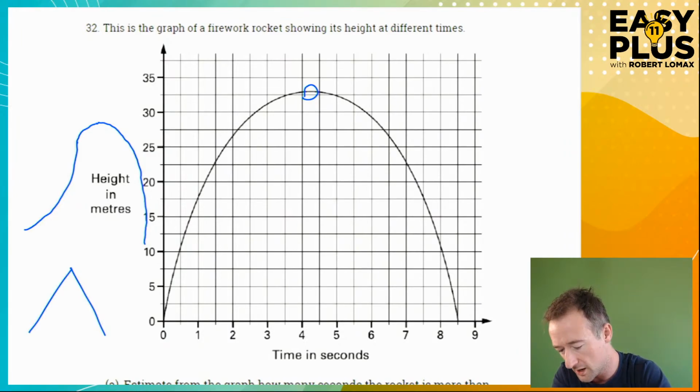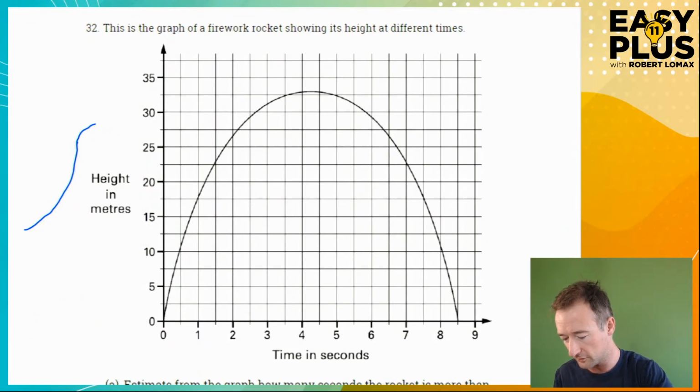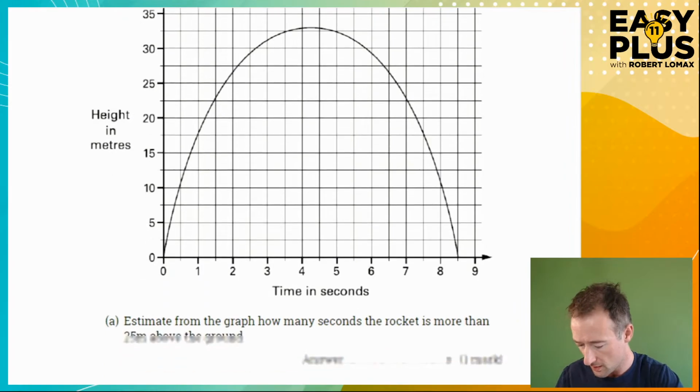So it's traveling up and up and up, getting slower as it goes up under the effect of gravity. You don't need to spend that amount of time thinking about all the implications. What I'm trying to do is to train you to understand these graphs. In an exam, obviously, you would move on to the questions a little sooner than this. Let's do that. Estimate from the graph how many seconds the rocket is more than 25 meters above the ground.